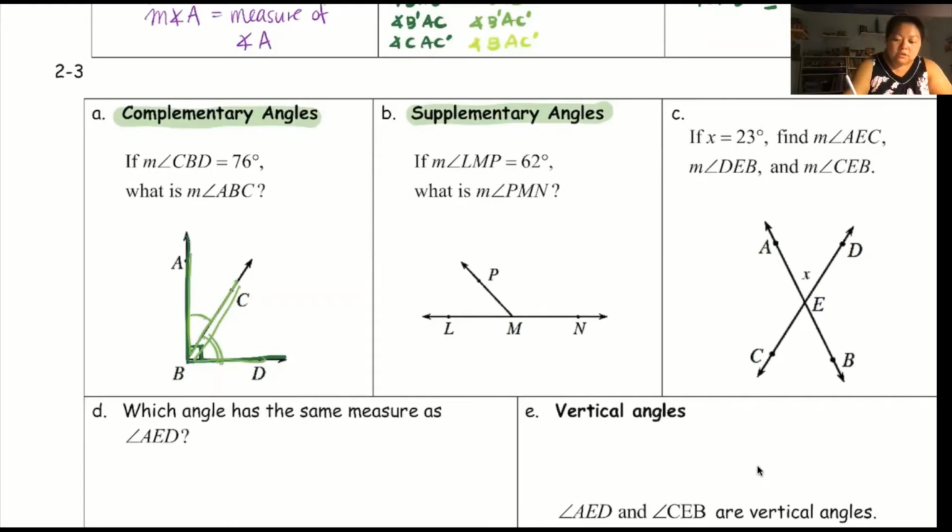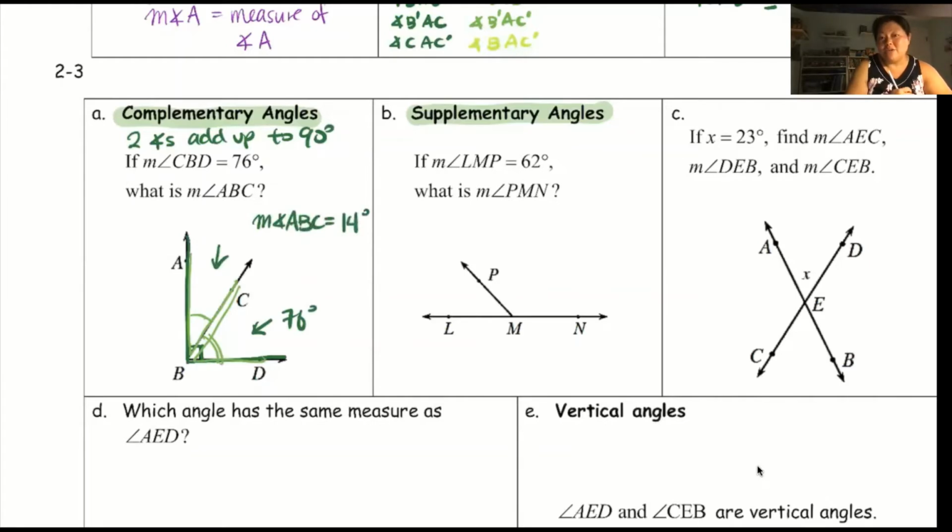Okay, so first thing I'm going to do is write my formula here. Complementary angles are two angles that add up to 90 degrees. Okay, next I'm going to read the problem. If measure of angle CBD, so CBD is right here, is 76 degrees, what is the measure of ABC? What is this one? Well, I have to add up to 90. So what plus 76 must equal 90? Or what's 90 minus 76? So the measure of angle ABC must equal 14 degrees because they have to add up to 90 degrees.